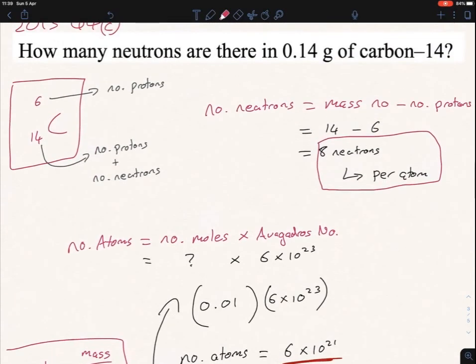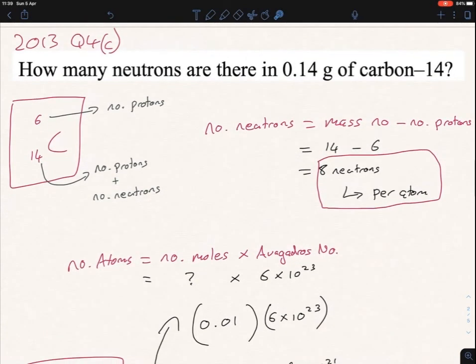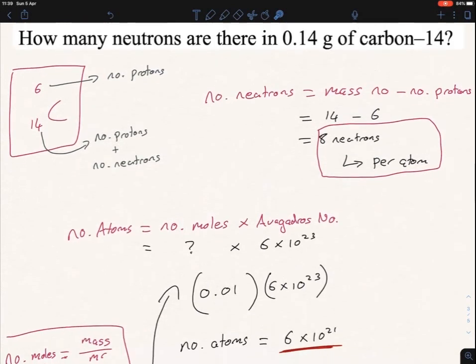So there was a bit involved in that. Let's just start from the beginning again to have a quick look at it. We're asked for the number of neutrons. I wrote this down to help us along; you don't need to. We know our number of neutrons is the mass number minus the number of protons. So I did the 14, which is the mass number, taking away 6, so we have 8 neutrons. But you had to realize that was 8 neutrons per atom, and there's no way 0.14 grams of carbon contains only one atom. It's going to contain many. So we had to figure out the number of atoms.